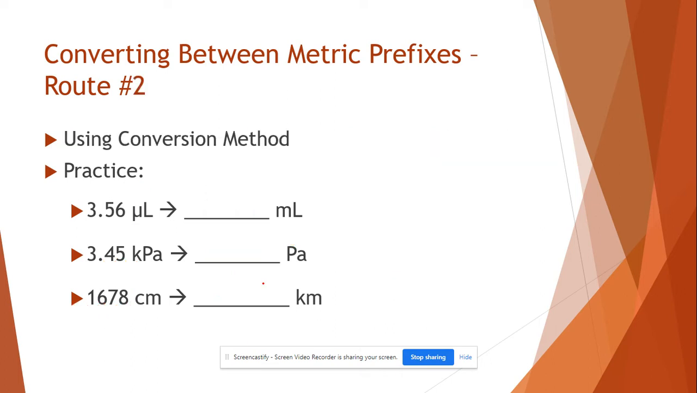Now, if you don't like that way, route number 2 is the conversion method. The only thing that's hard about the conversion method is you have to make sure you flip the sign of your exponent. So you're always going to start with what you're given, 3.56 microliter. With conversions, we want to cancel them out. So microliter goes on bottom, milliliter goes on top.